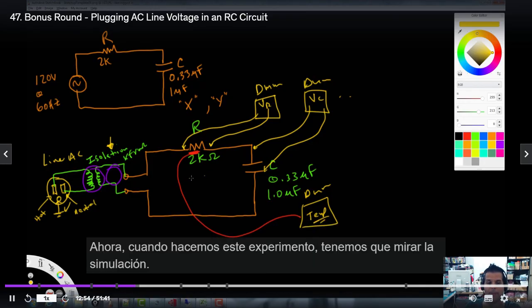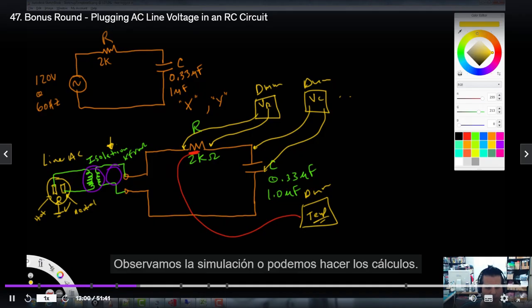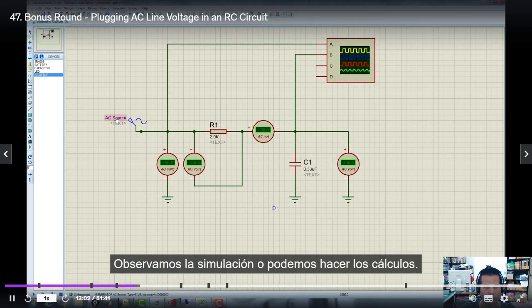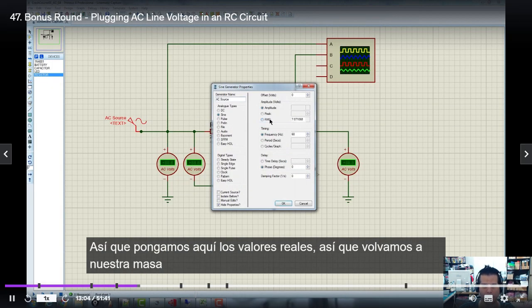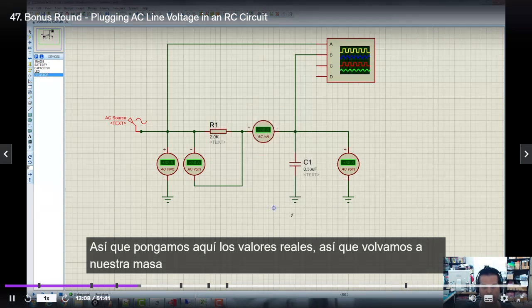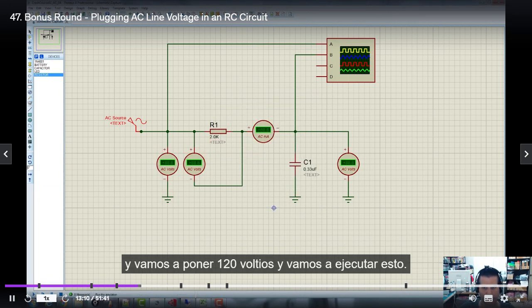as we're doing this. Now, when we do this experiment, we have to look at the simulation, or we could do the math. So let's put actual values in here. Let's go back to RMS, and we're going to put 120 volts. And let's run this.